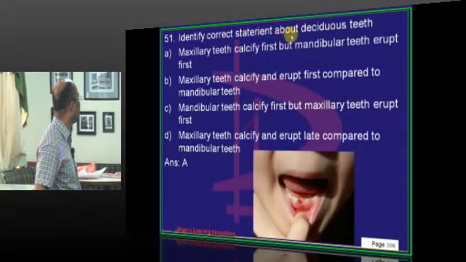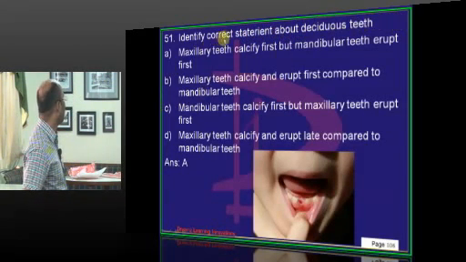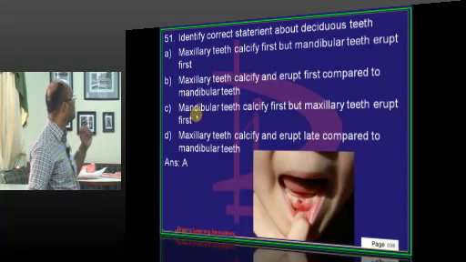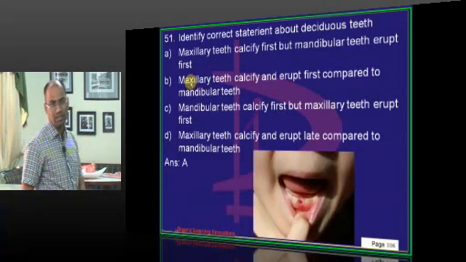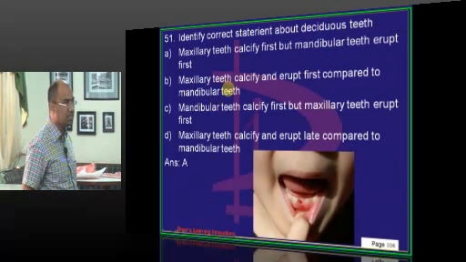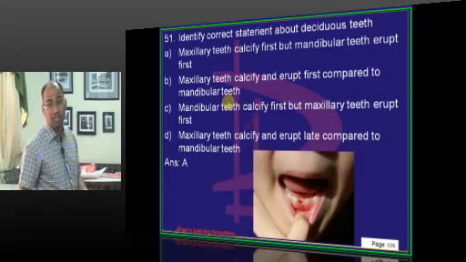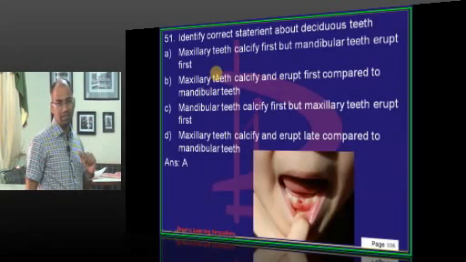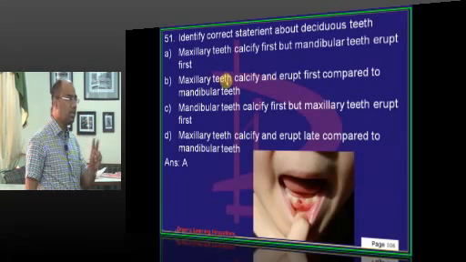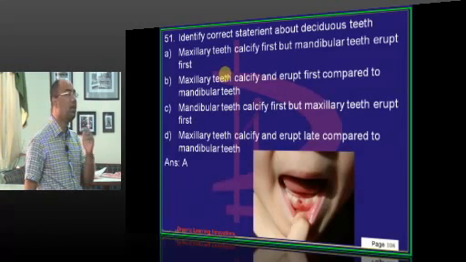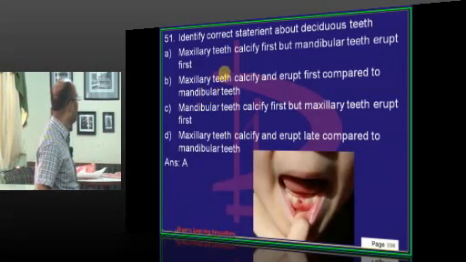Identify the correct statement about deciduous teeth. Maxillary teeth calcify first, but mandibular teeth erupt first. Among the deciduous teeth, which teeth erupt first, upper or lower? Lower teeth. So this part of the statement is correct. Mandibular teeth erupt first, isn't it? But if you see the calcification part, maxillary teeth calcify first, not the mandibular teeth. This is the contrast. Lower primary teeth erupt first, but calcification occurs first in the upper teeth.